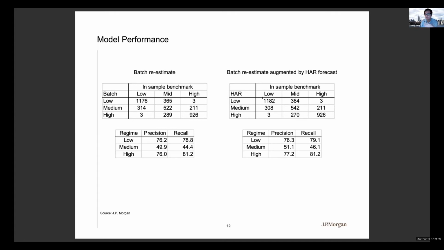When we augment this with the HAR model, what we'll find is, generally speaking, in the high and low vol regime, performance is similar, but in the medium vol regime, performance is somewhat better. How much better? If you look at precision and recall, which are basically the percentage of correct answers by row or by column, then we can probably improve the performance by about 1% to 2% just by adding the 1 day ahead HAR forecast. So is it significant? 1% doesn't sound like a lot, right?